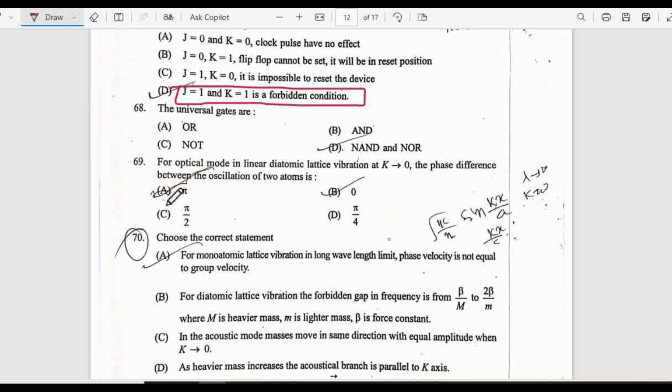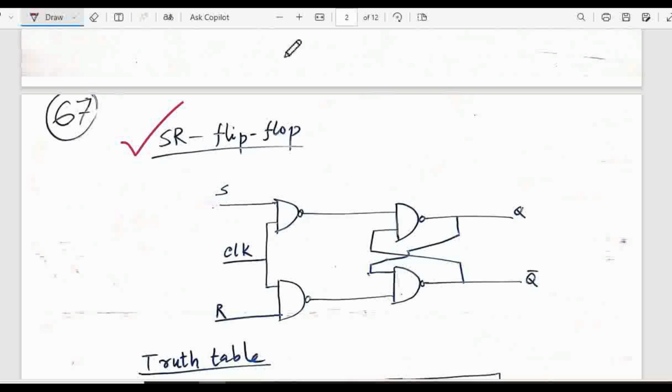But when the two atoms move in the same direction, whether left simultaneously or right simultaneously, in this condition the phase is zero because they are moving in the same direction. So we have to find whether they are moving out of phase or in phase. So how can you find? Let's see the solution.